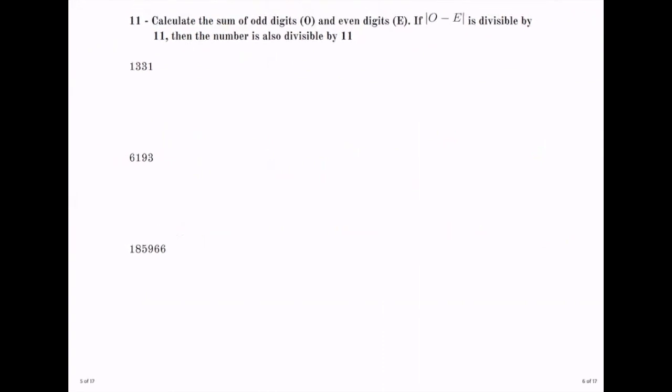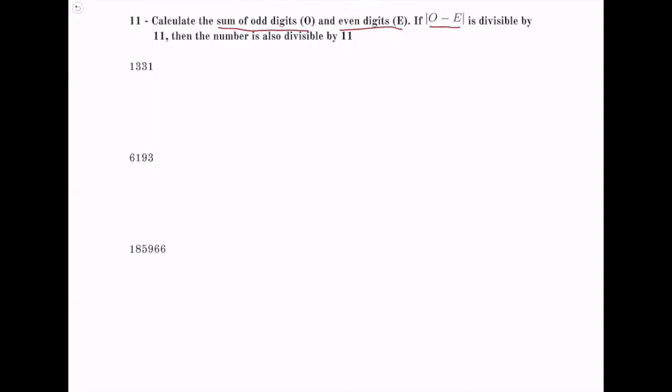So let's move on to 11. For 11, this is probably the hardest divisibility trick. What you do is you calculate the sum of the odd digits and the even digits, and you take the difference of them, but then you just drop the sign. So if it's negative, let's say negative 22, then we can just remove the negative sign. That's what absolute value means. Just forget about the negative part, only look at the actual number.